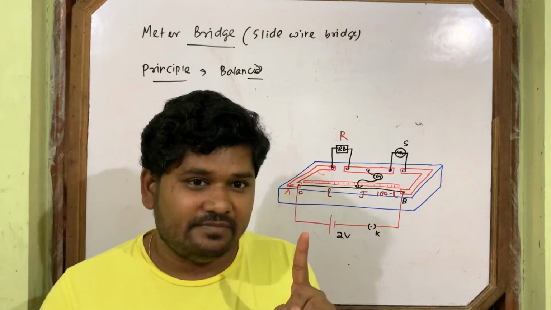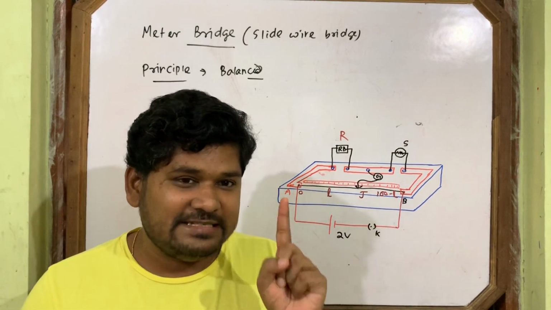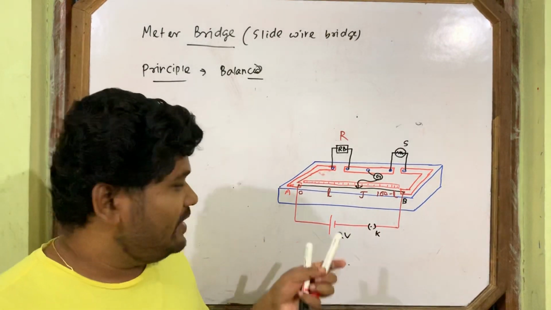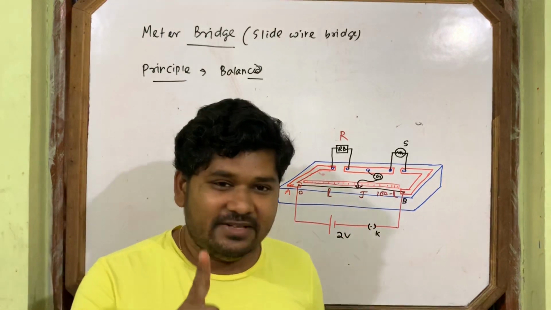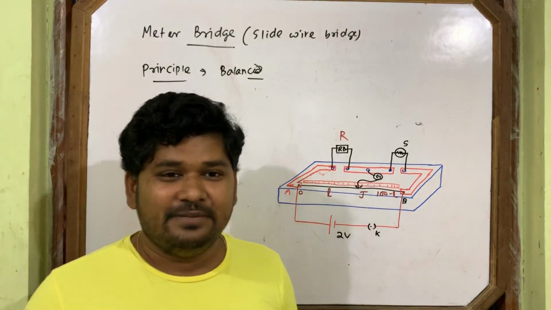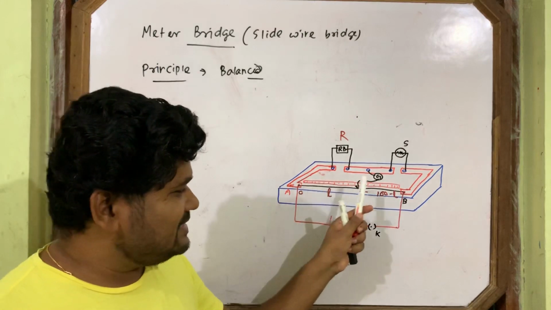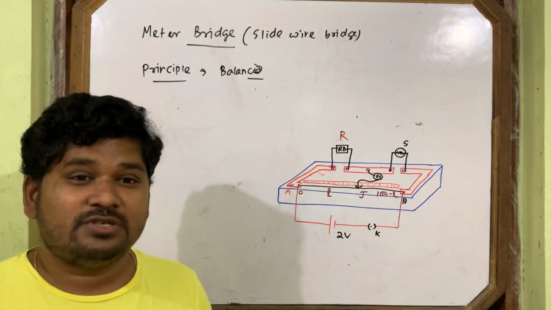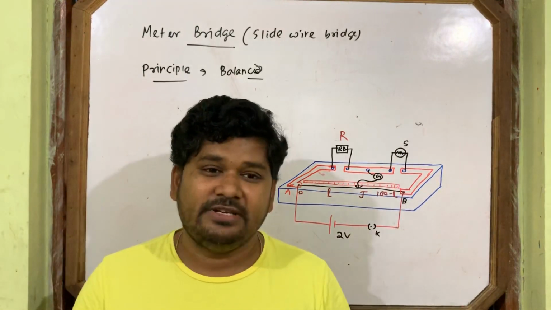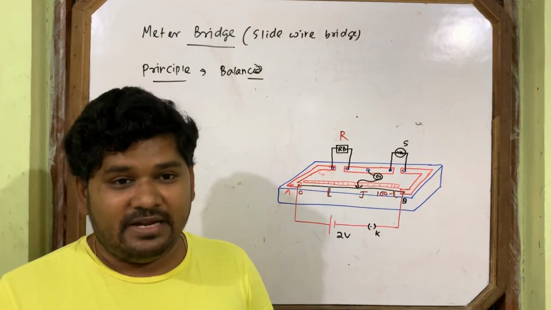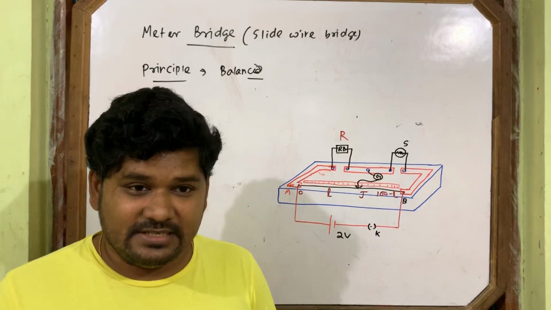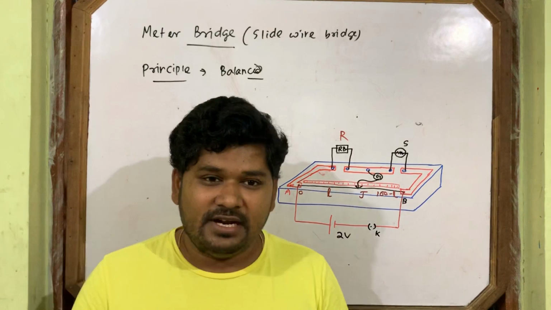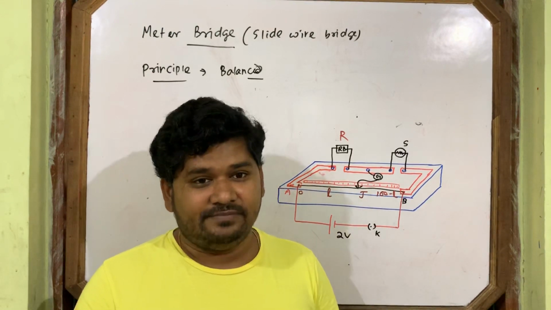This is an important one. When is the meter bridge said to be most sensitive? The answer is, when the null point comes at the middle of the wire. Middle of the wire means this length is 50, this length is 50. When the null point comes at the middle of the wire, then it is called most sensitive. It will give accurate observation.